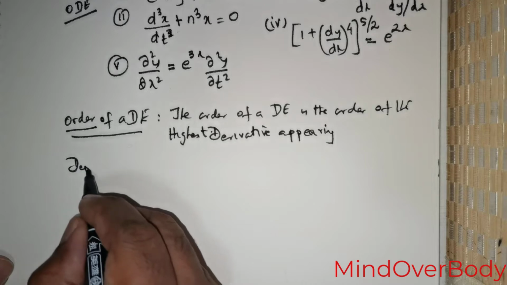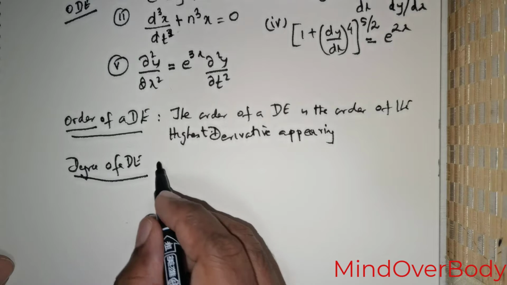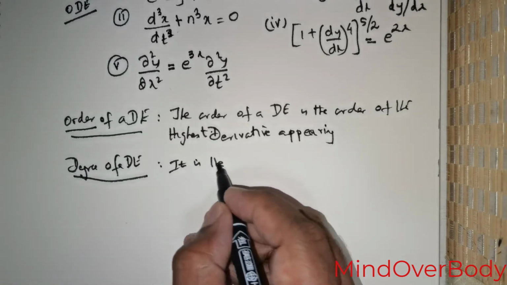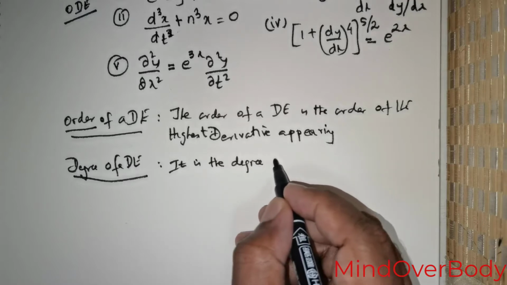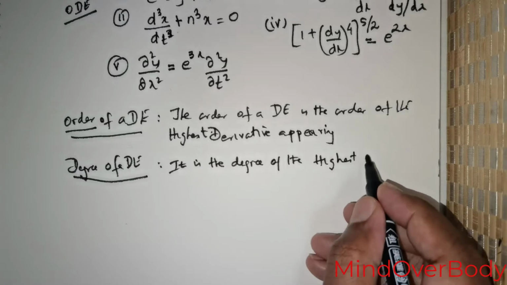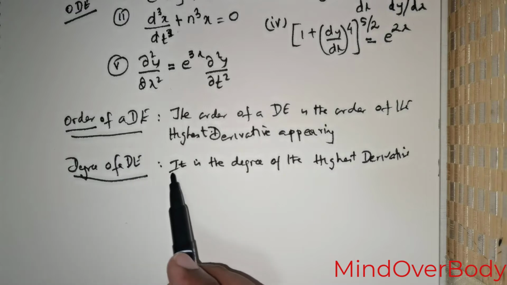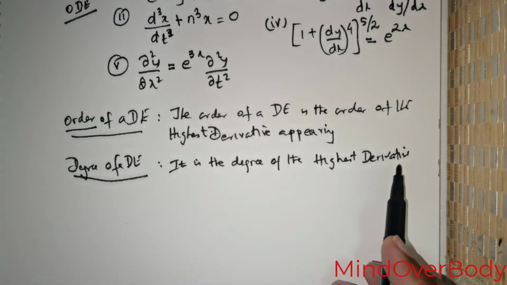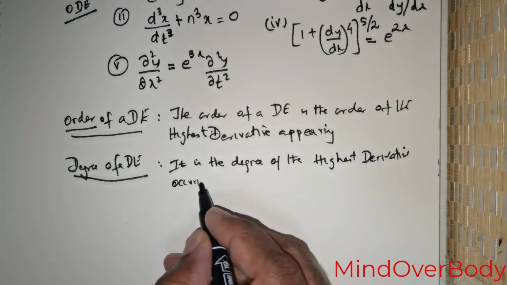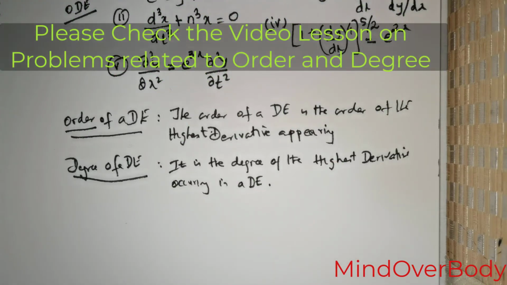Now when we talk about the degree of a differential equation, this would mean it is the degree of the highest derivative. Okay, so order and degree. In case of degree, it is the degree of the highest derivative occurring in a differential equation.